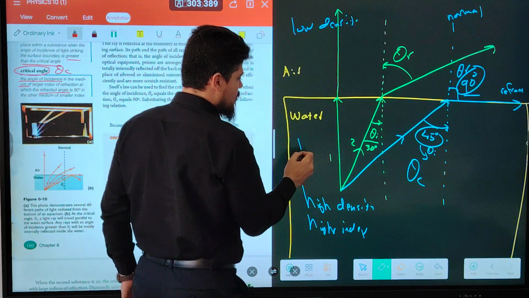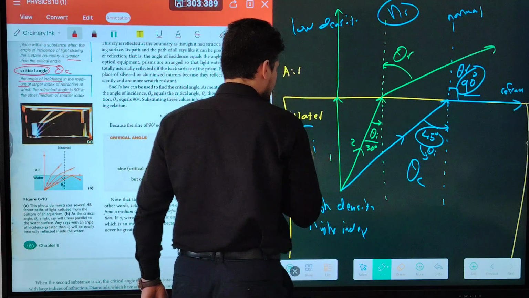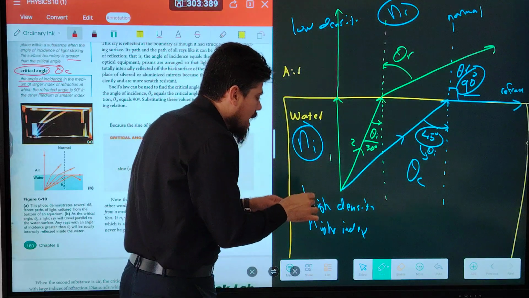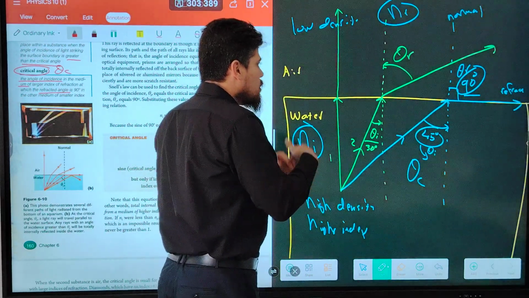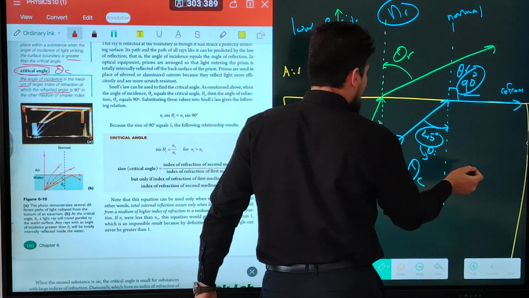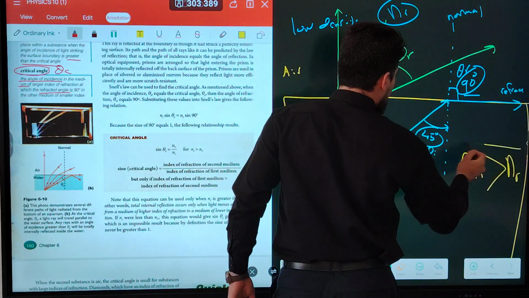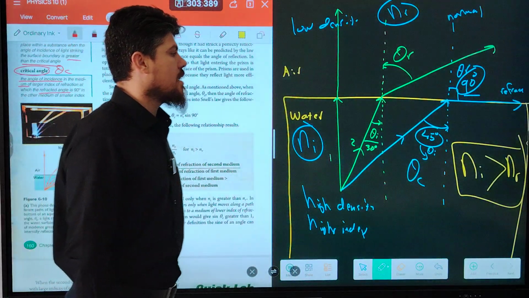So for the first medium we have Ni, for the second medium we have Nr. But when does the critical angle occur? When the light travels from high density to low density, high index to low index, low speed to high speed. So in the critical angle, can we say Ni is always bigger than Nr? Yes. Ni always must be bigger than Nr.